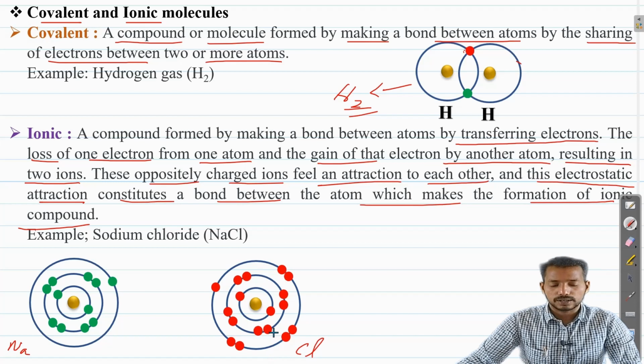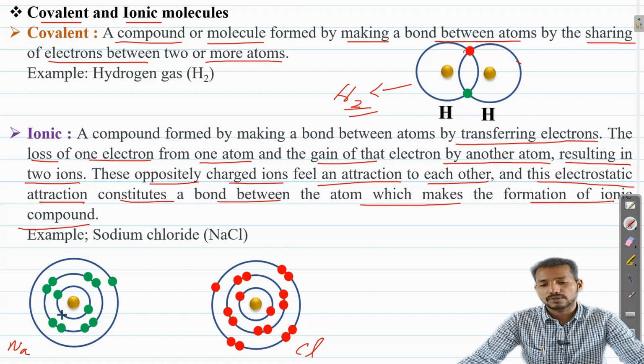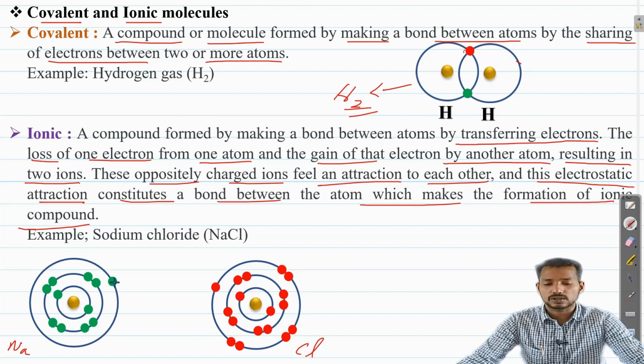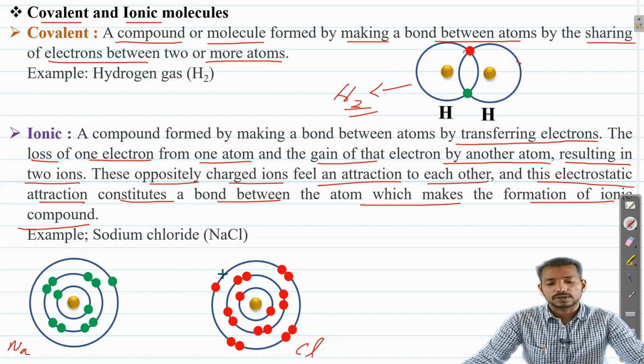See here, the left one is sodium, and this is chlorine. In the case of sodium there are a total of 11 electrons and 1 electron in the outermost shell. In the case of chlorine there are 7 electrons in the outermost shell. 1 more electron is needed to get the octet in the outermost shell. Here 1 electron should be lost so that the second shell becomes a complete octet. That becomes the outermost shell.